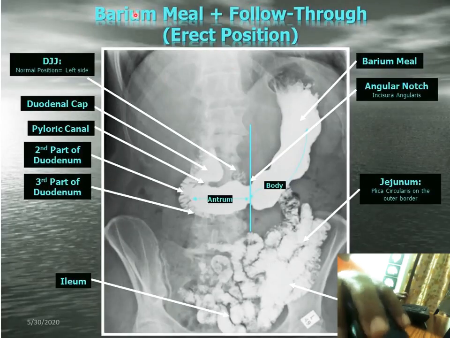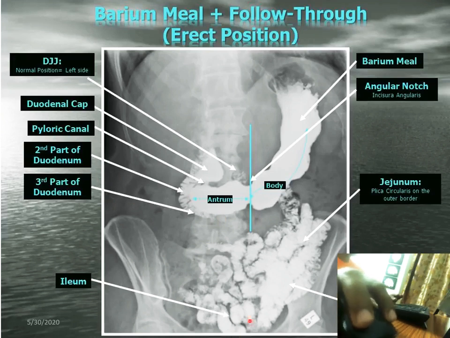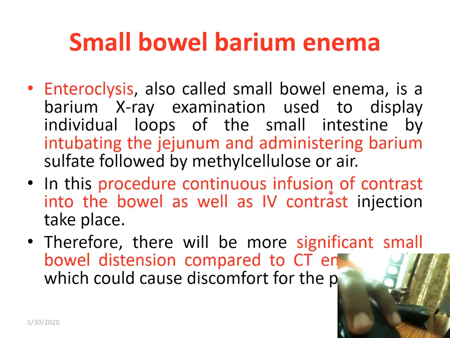So you can see the barium meal plus follow-through. You can see the various sites. It is the stomach. This is the body. This is the antrum. This is the duodenal cap. This is the pyloric antrum. This is the second part. This is the third part. This is the ileum. This is the jejunum, and this is the barium meal. You can identify the various structures.